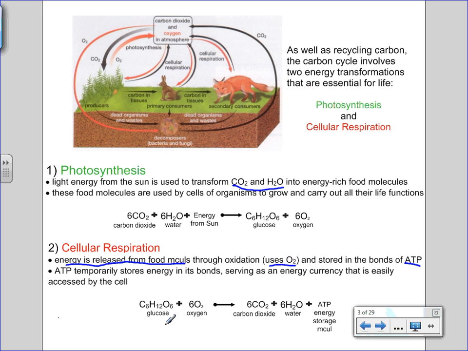So if you remember from chemistry, the reactants are always on the left side of the equation, and the products are on the right. So in this case, instead of energy being from the sun or going to the sun, this energy is going to be put into ATP molecules.